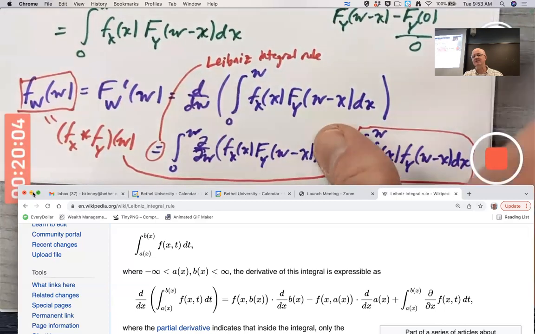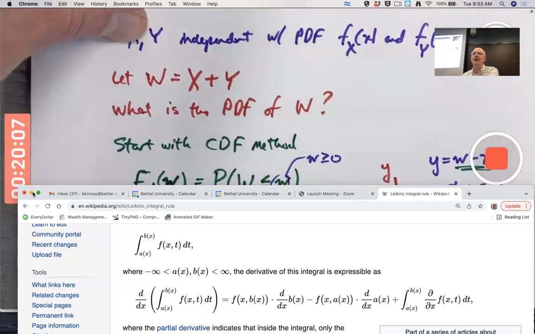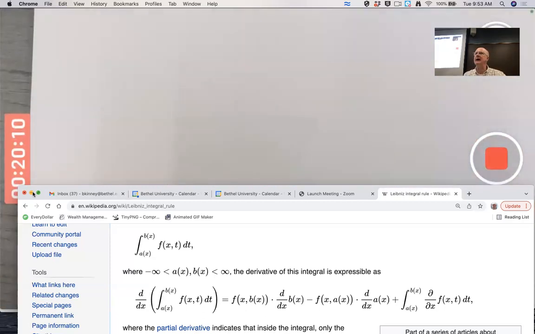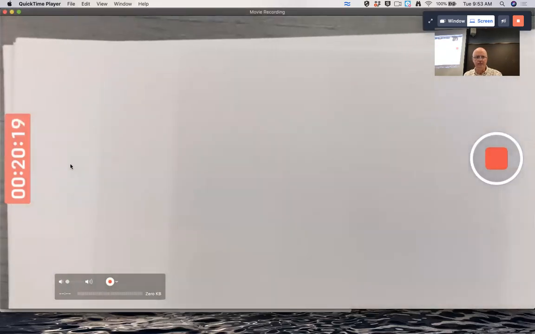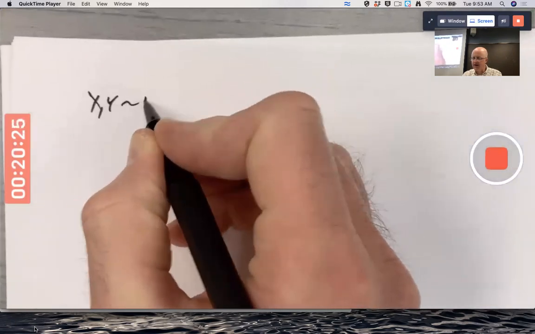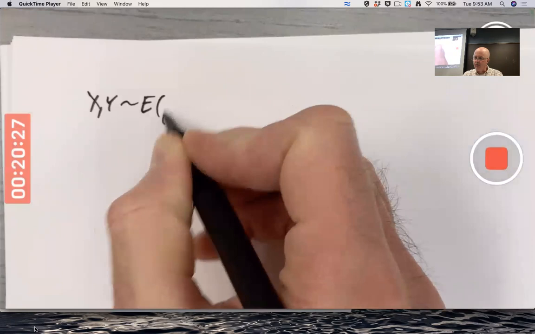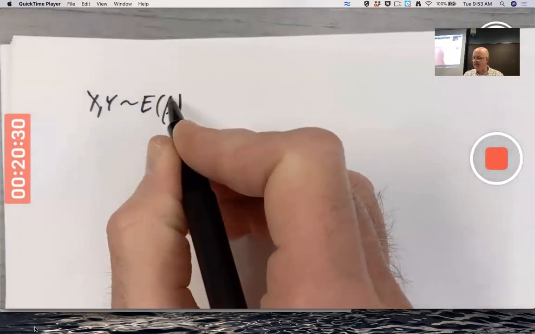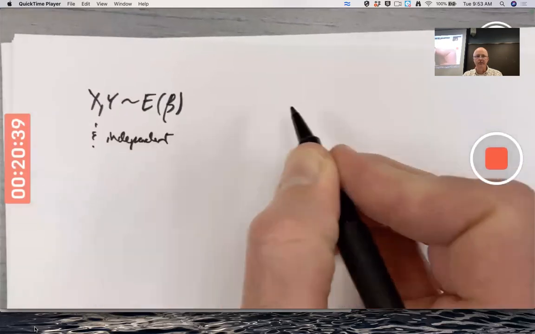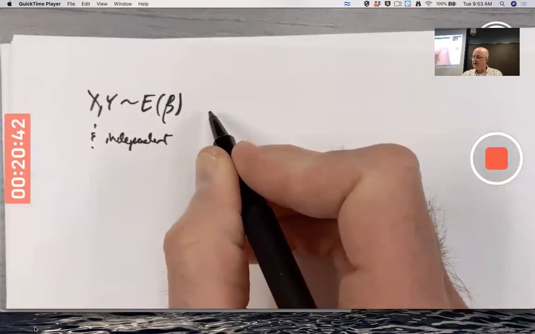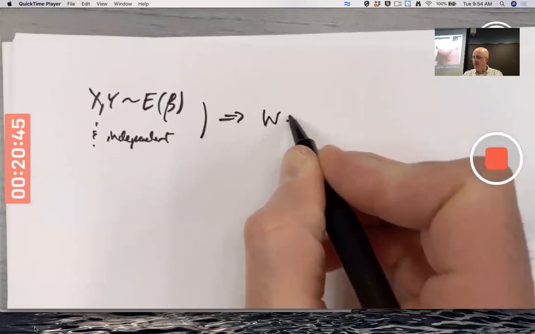Let's go back to our example before spring break, where we're looking at the sum of two exponential random variables that were also independent. So X and Y are going to be exponential with parameter beta. And remember, beta is the mean of that exponential. And they're going to be independent. Question is, what is the distribution of X plus Y?